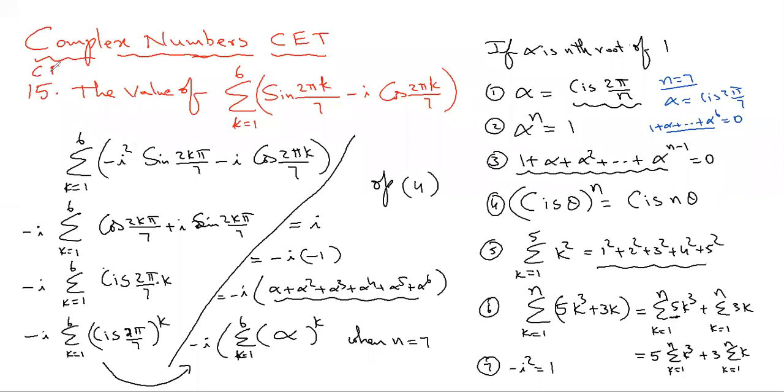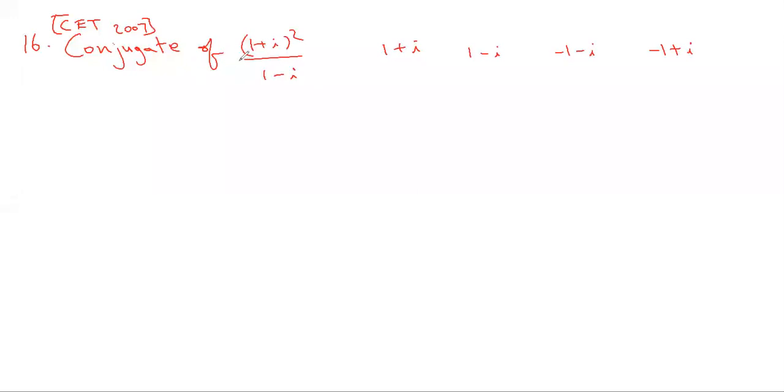The 15th one is given in CET 2008. So how to find the conjugate of this? You can simplify this and then get the conjugate, or find the conjugate and then simplify. Anything is fine. If you directly find the conjugate of it, conjugate equal to the conjugate of the numerator, 1 minus i the whole square, by the conjugate of the denominator, 1 plus i.